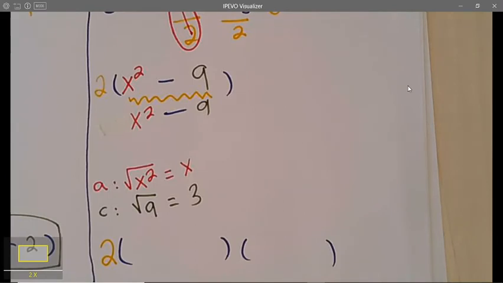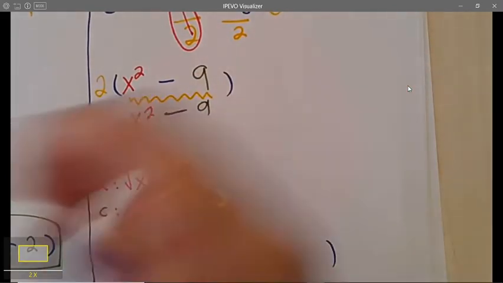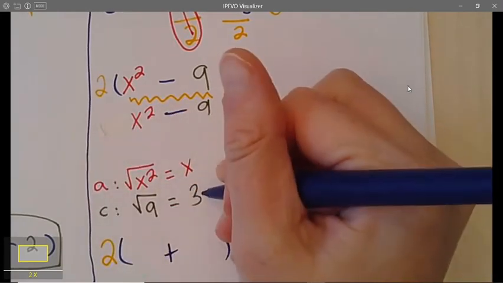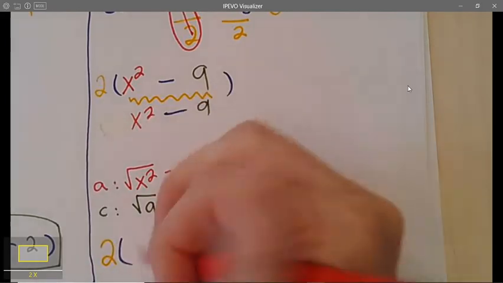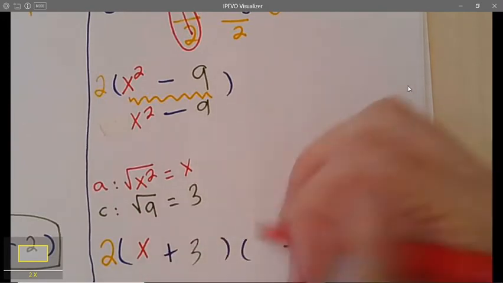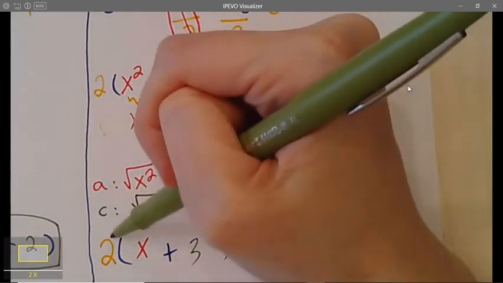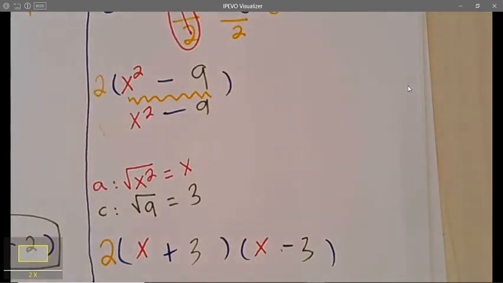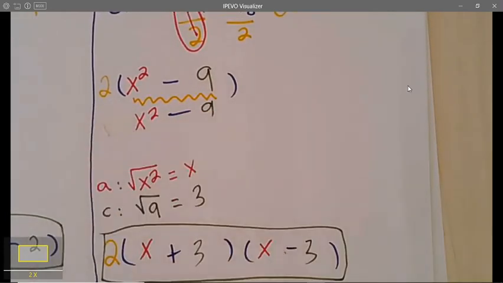After you square root the first and last term, all you have to do is one time add your a and your c terms, and then one time subtract, and then you're done. So one time I'm going to add the x and the 3, so x plus 3. And one time I'm going to subtract them, so x minus 3. And then don't forget to write your GCF at the front. And guess what, you guys? That's it. Nice work.